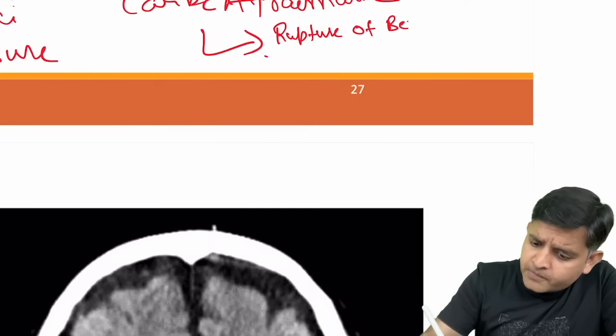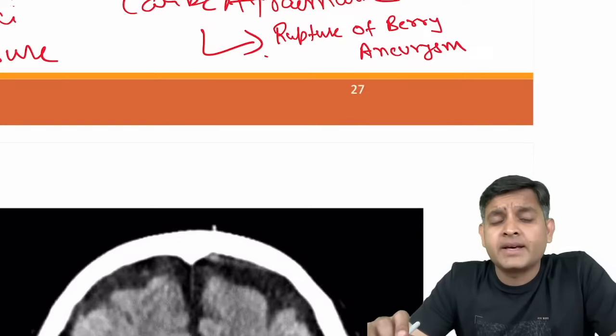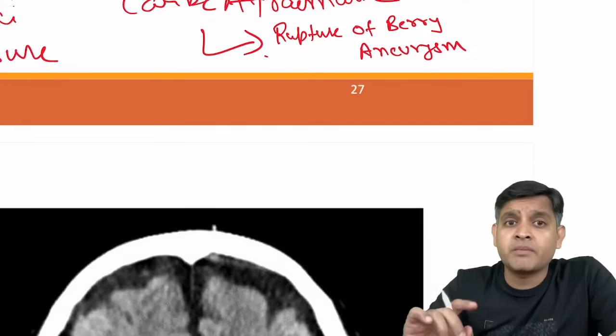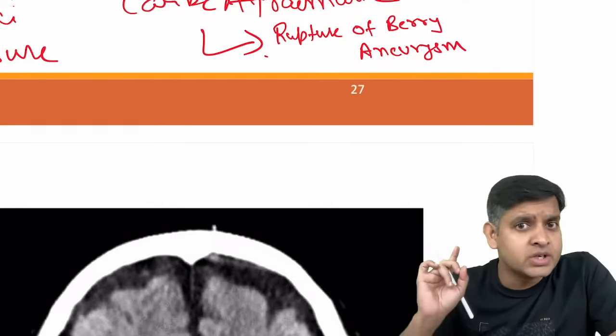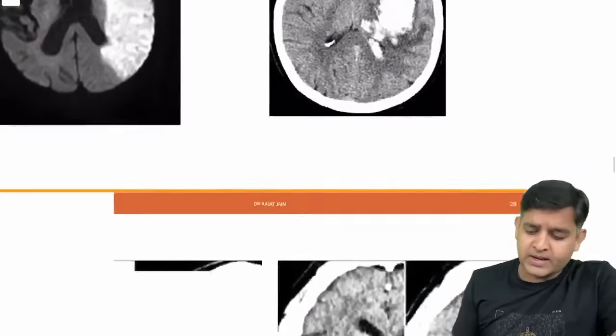Rupture of berry aneurysm. The most common cause of atraumatic subarachnoid hemorrhage is rupture of berry aneurysm. But what is the most common cause overall? Most common cause is trauma. तो ये याद रखना है.